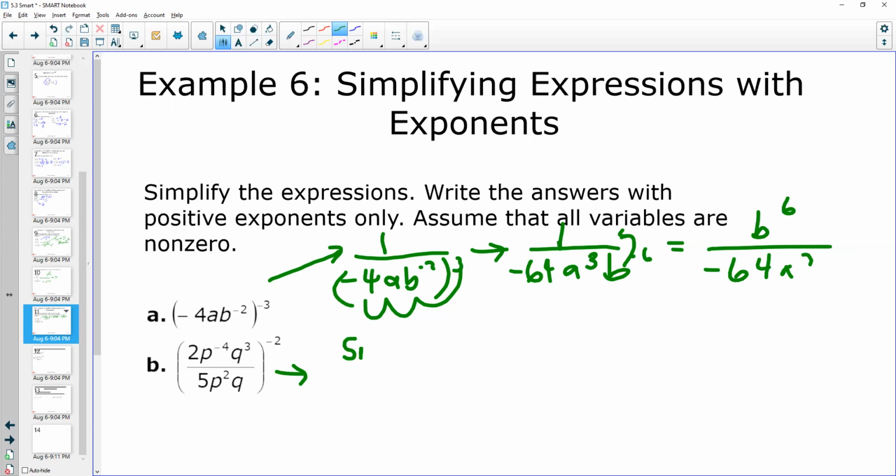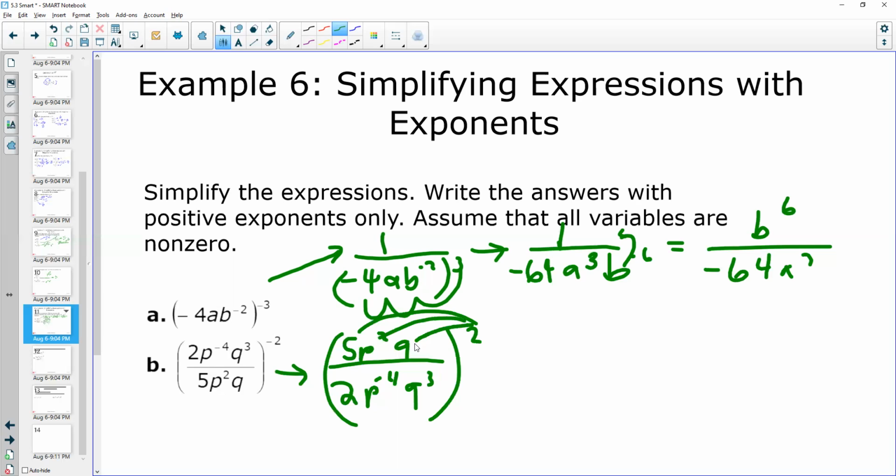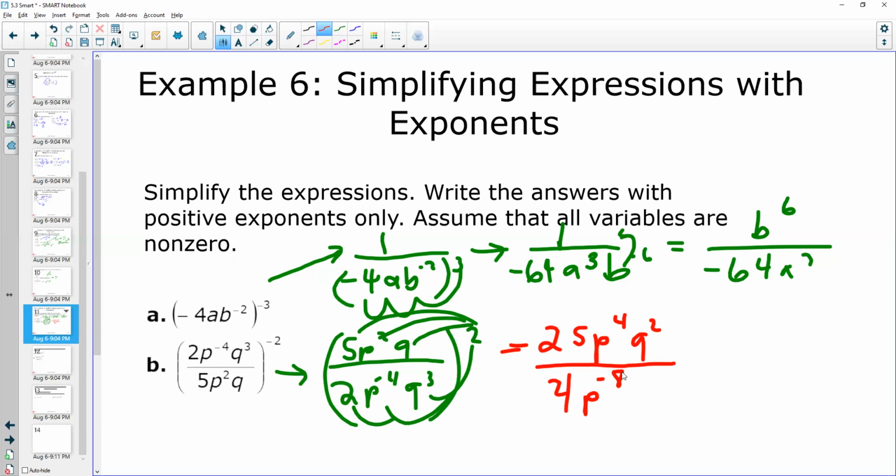Okay, so that's 5p squared q on top over 2p to the negative 4 q to the 3rd, all of that squared. Okay, and then I'm going to distribute that 2 everywhere. When I do that, what I get is 5 squared on top is 25. P squared is p to the 4th, q squared. On the bottom, 2 squared is 4. P to the negative 4th squared is p to the negative 8th. And q to the 3rd squared is q to the 6th. And now I'm just going to simplify.